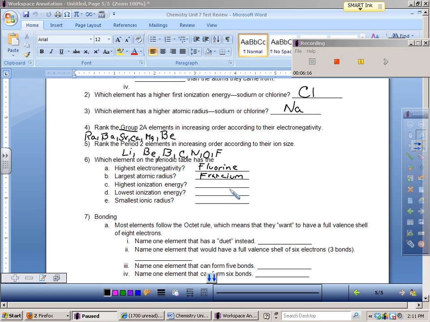Highest ionization energy is going to be your upper right corner, depending on whether you're including the noble gases. If you're not including the noble gases, it would be fluorine. If you are including the noble gases, it would be helium. Lowest ionization energy, again, is going to be lower left, so we're back with francium. And smallest ionic radius is going to be hydrogen. Okay, this concludes all of our discussion about our periodicity traits.